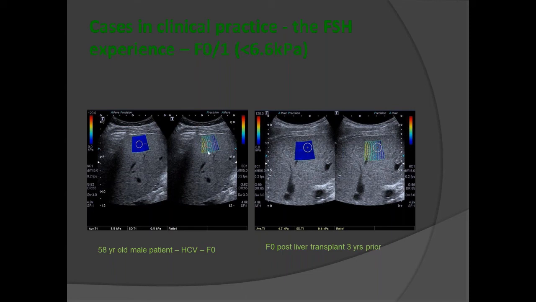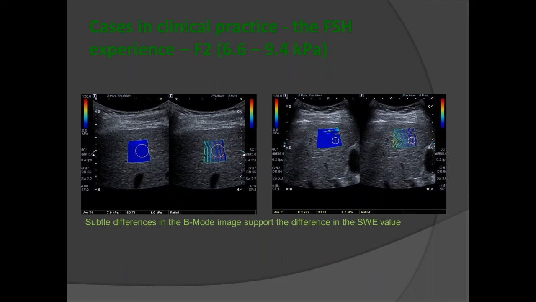When we're getting into the F2, or some progression of fibrosis, we find that we're now seeing the subtle B mode differences that go with it. And this is our advice: when you see a subtle change in the B mode, you think, is this elastogram real? And it certainly is. So we're getting more comfortable with our F2 values.